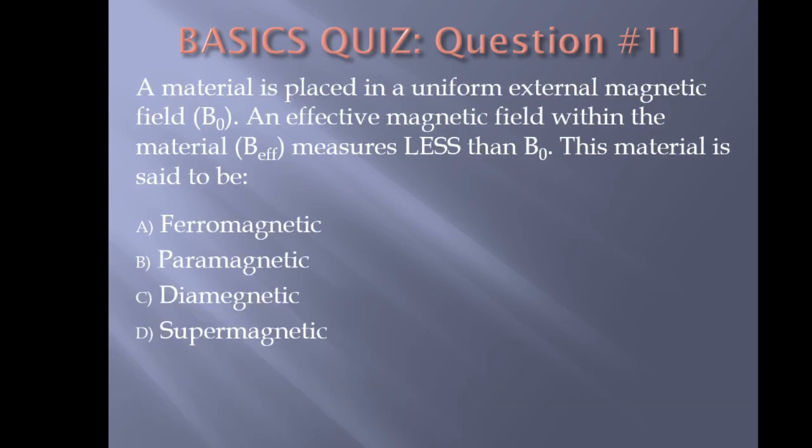A material is placed in a uniform external magnetic field, B0. An effective magnetic field within that material is measured slightly less than that of B0. This material is said to be ferromagnetic, paramagnetic, diamagnetic, or supermagnetic.